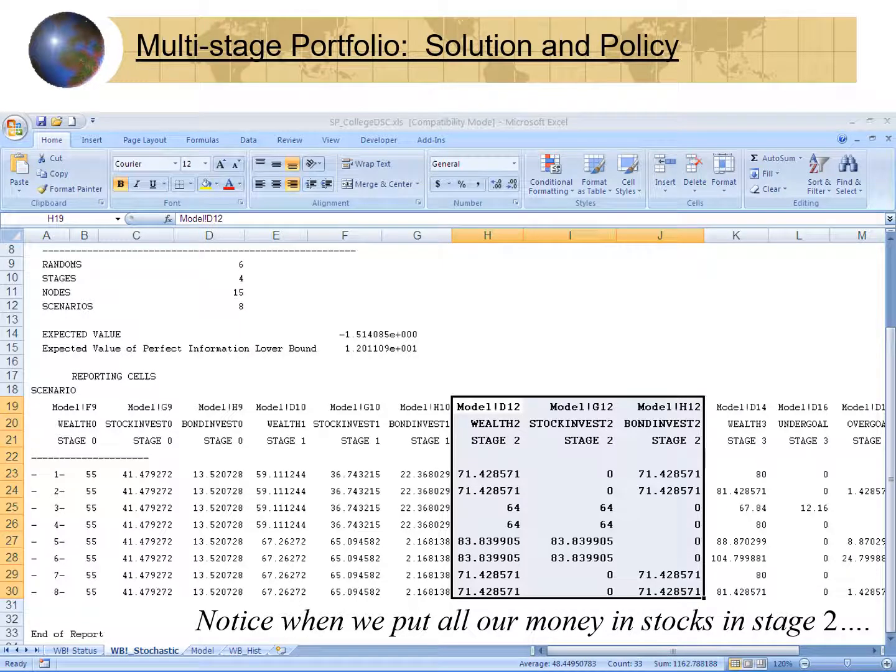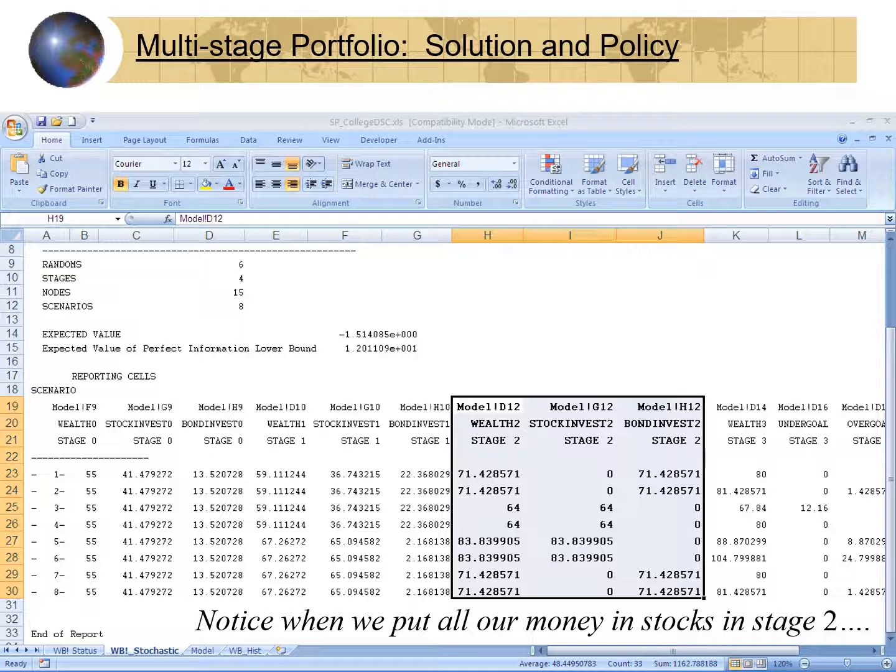So when you run What's Best with the SP, stochastic programming scenario planning option, the default option is that you can get a listing of all of the scenarios that occurred. So for this particular one, there are 8 scenarios. They're listed vertically down on the left there.